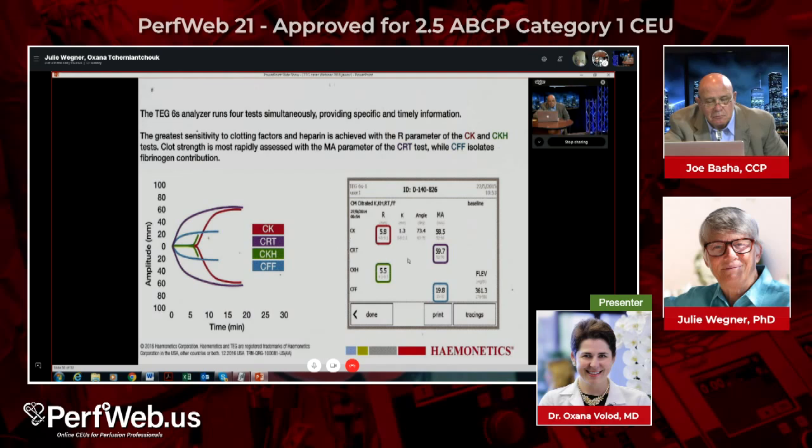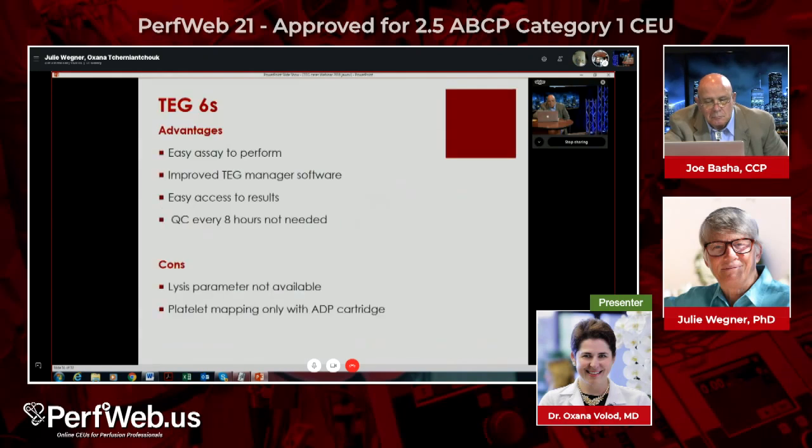There is a rapid TEG which gives you the MA value for platelet function. There is a heparinase TEG where we look at the difference between two R values, and there is a functional fibrinogen channel, two parameters that roughly correlate MA and a value for fibrinogen. This value roughly correlates with the Clauss method of fibrinogen, based on the literature and our internal studies that we did over 300 patients in my institution. So it is easy to perform. It will improve.